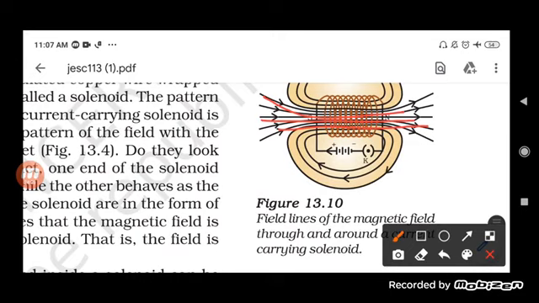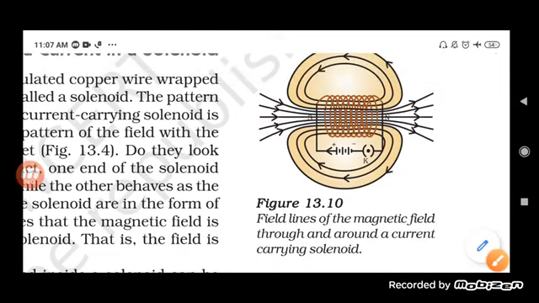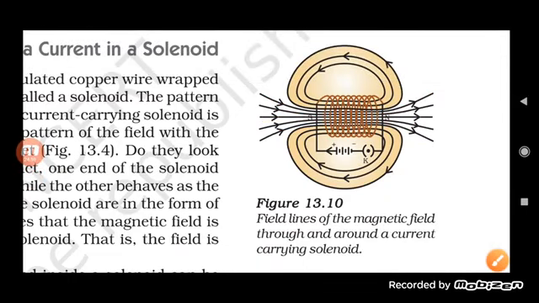They are uniform. But as they move toward the edge, at the end of the solenoid, they start forming large loops and spread out from each other like this. It is because of that that the magnetic field produced by the solenoid outside the solenoid is non-uniform and weak.